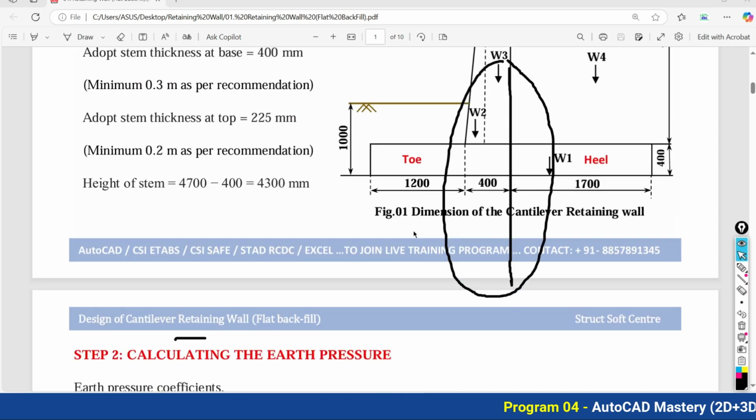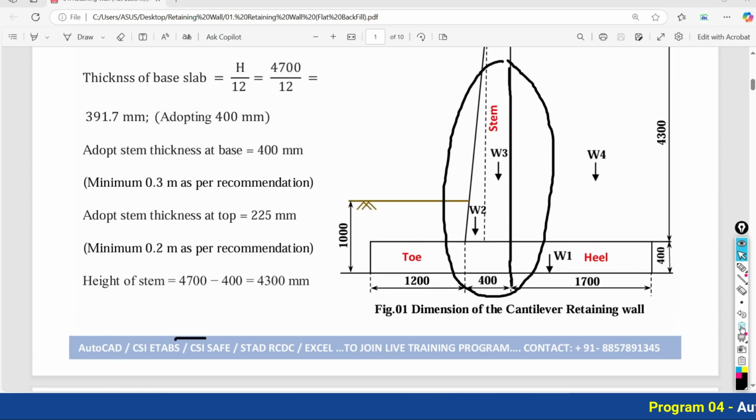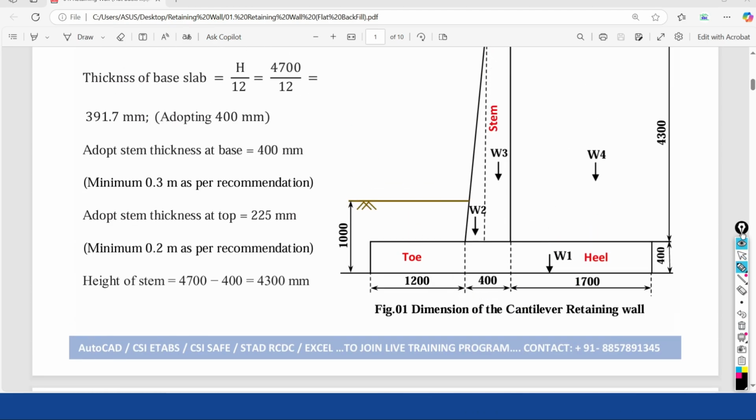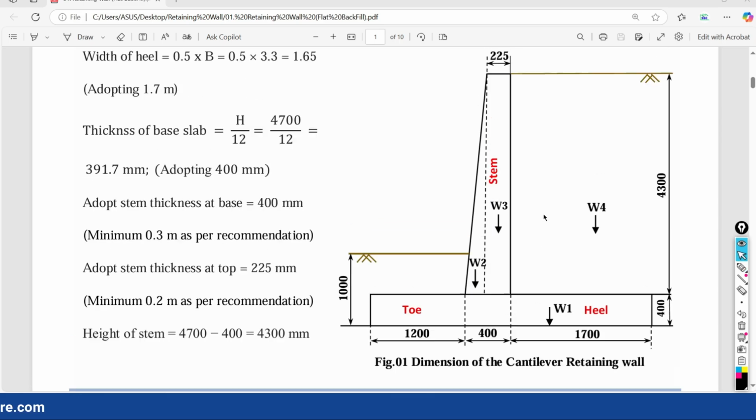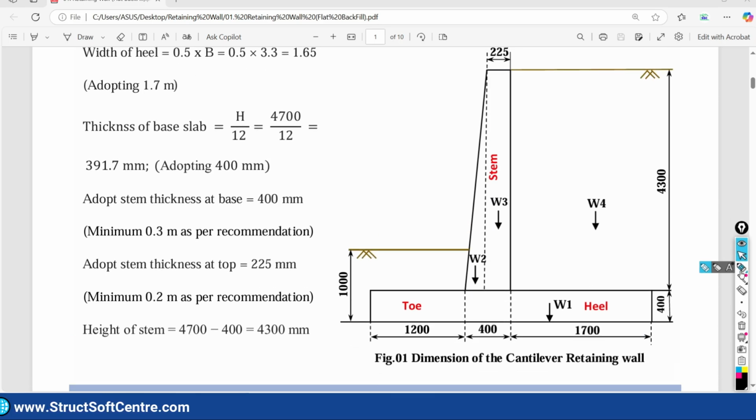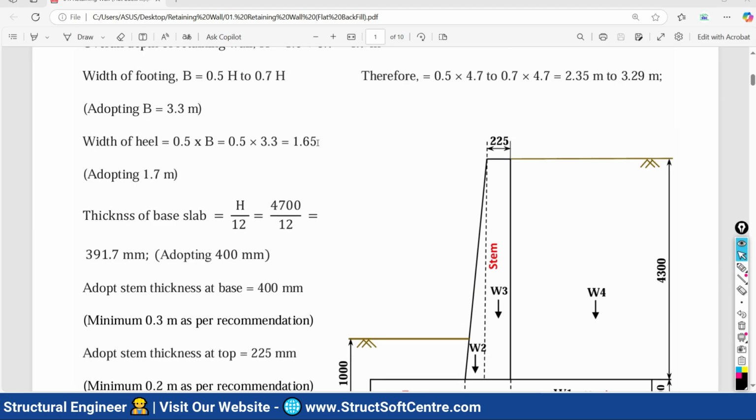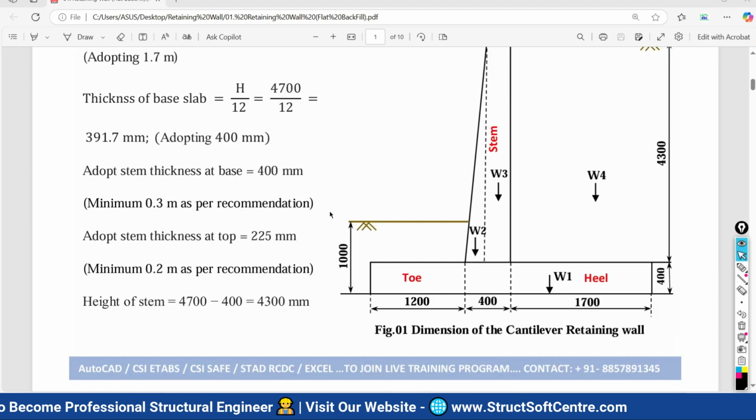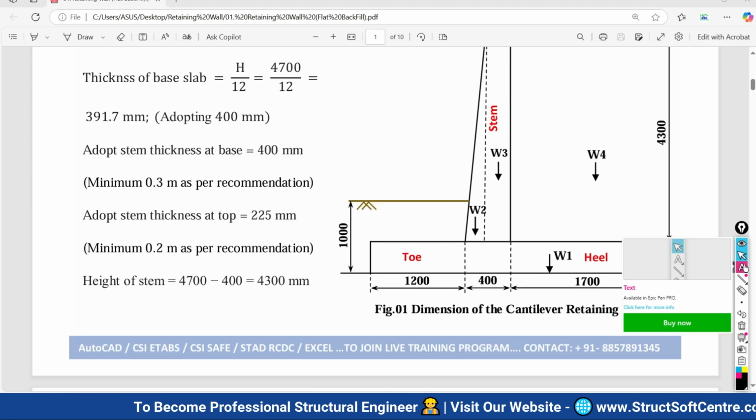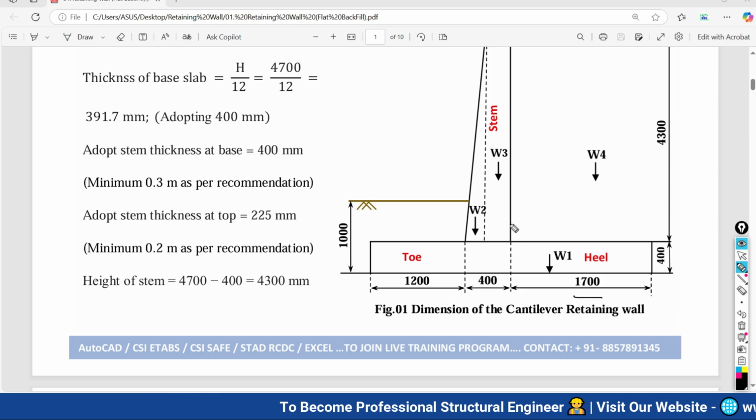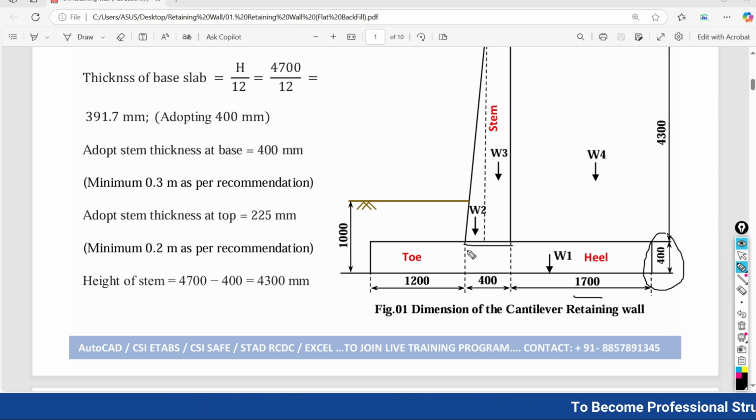So all the dimensions of your cantilever retaining wall we have decided here. Base, overall width we have adopted as 3.3 meter, heel 1.7 meter, depth we have calculated as 400 mm, stem at its base we have considered as 400 mm, on the top 225 mm.